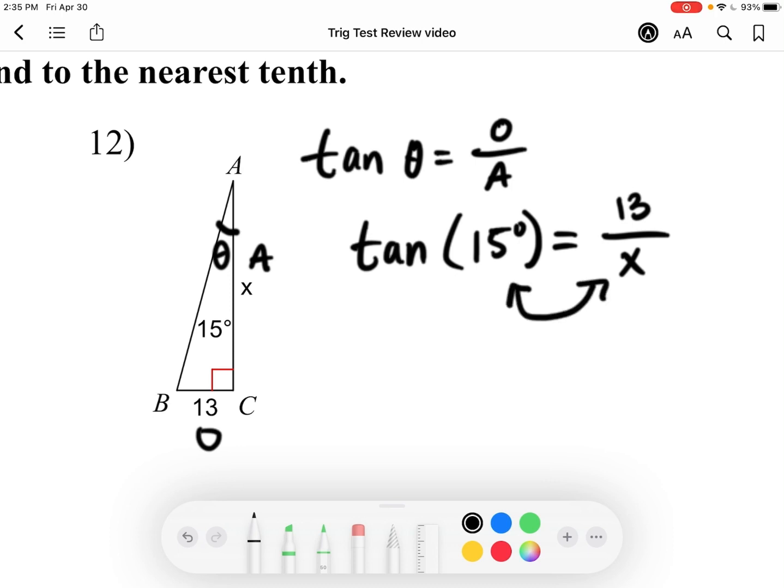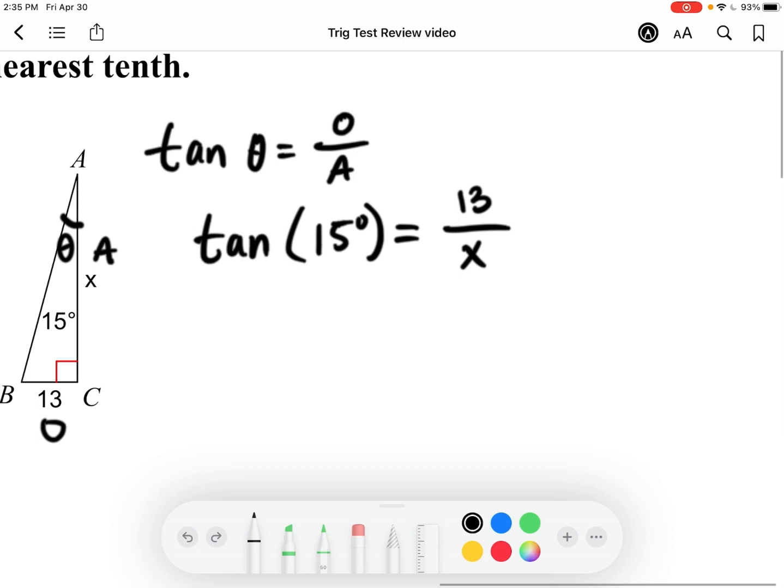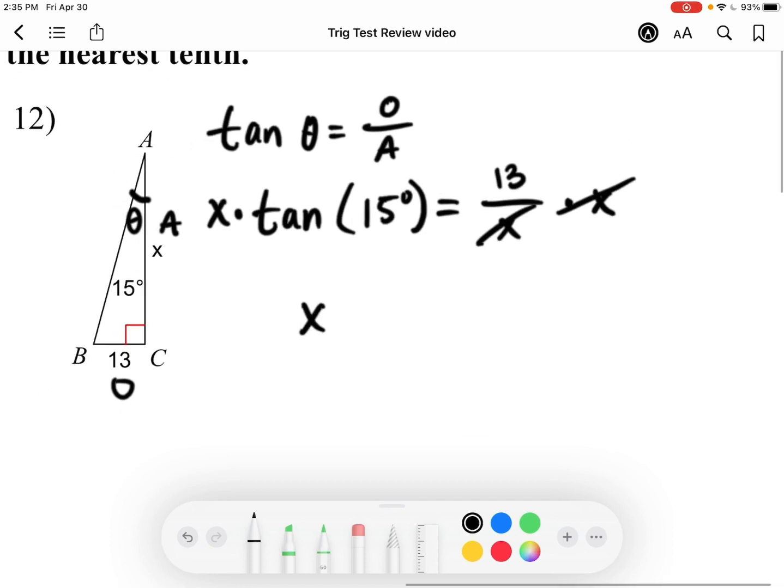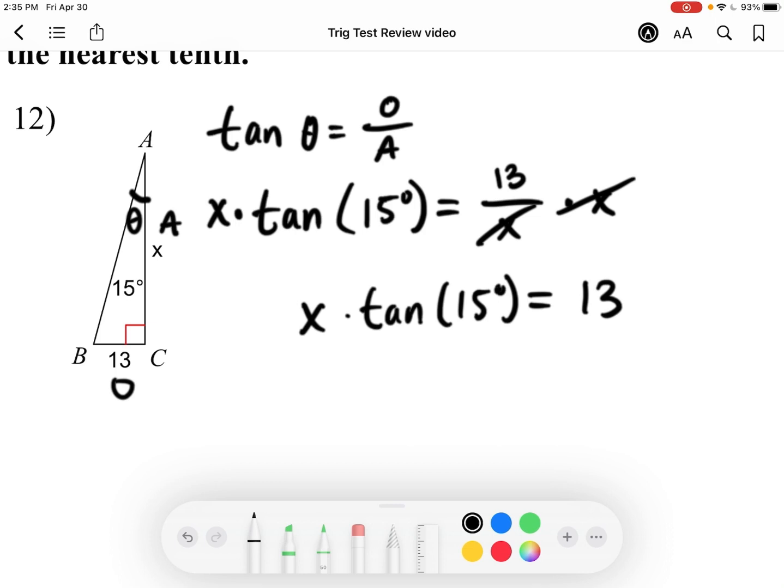So in class, I've showed you guys the trick that we use here, or the shortcut where you're just going to switch x and tangent of 15 degrees. But I'll show you guys the long way for this example, and for the rest, we'll just work with the shortcut. So we want to get x by itself, and x is in a fraction, so we have to get it out of the fraction first. So we want to multiply both sides by x so that we get it out of the fraction. So now we're left with x times tangent of 15 degrees is equal to 13.